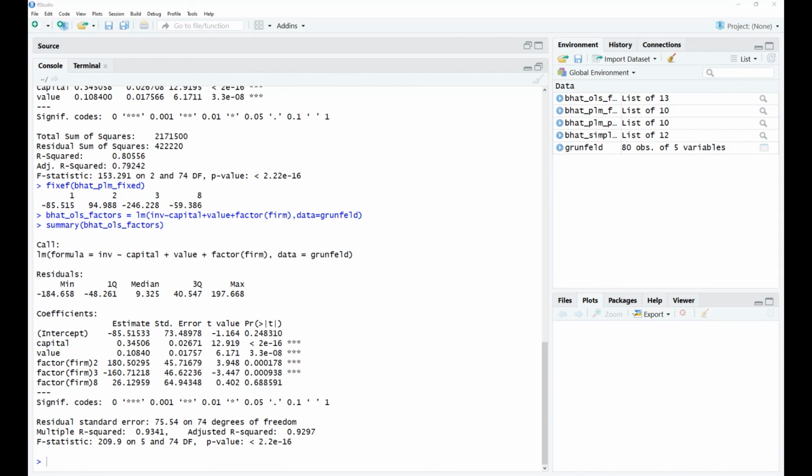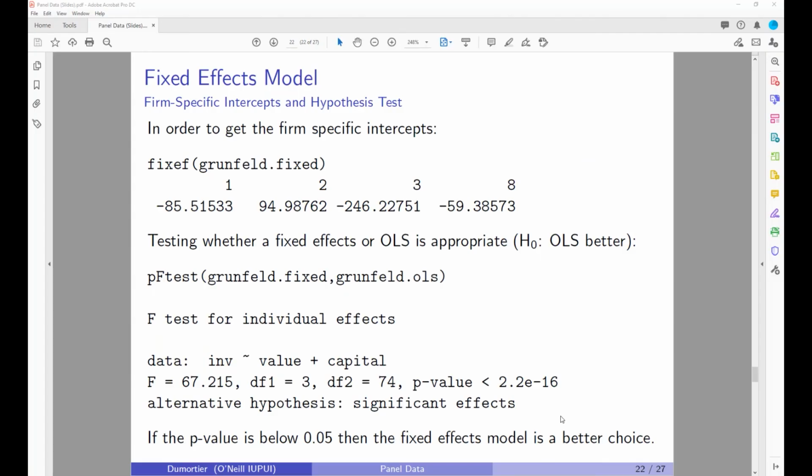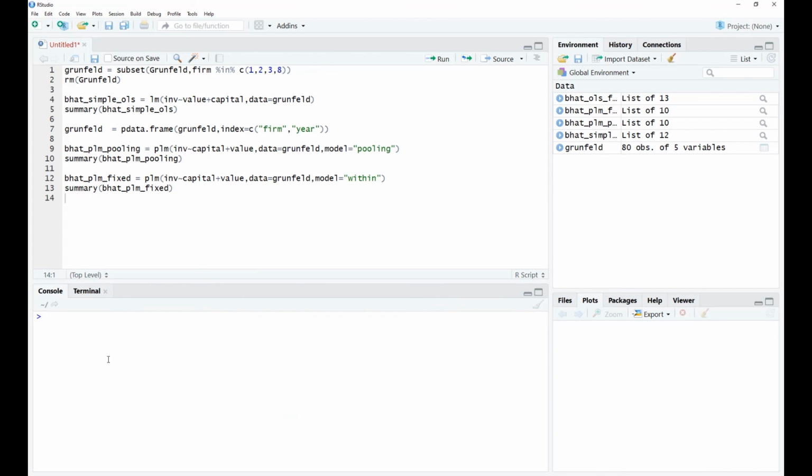Now, the question is, well, what really tells me that the fixed effects panel model is better than the regular OLS model or the pooled regression model? This test can be implemented with the function pFtest, and you have to enter the fixed model first and then the OLS model. So when we do this here, we write pFtest, and we have to enter the fixed model first and then the pooled model.